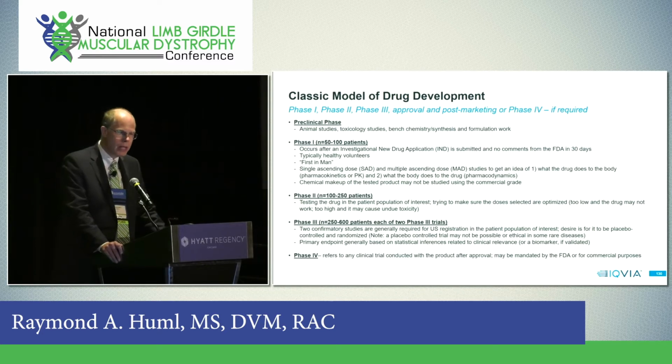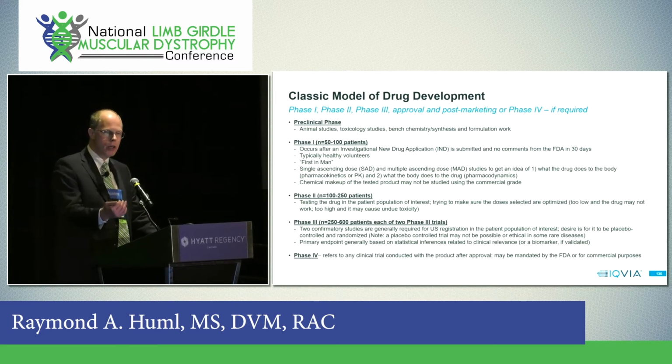And then phase 3 is the confirmatory trial. That's the one where you know you got your dose from phase 2, and now we're going to put it in phase 3, which is going to be the confirmatory study to get it approved. Typically 2 confirmatory studies are generally required in the US for registration. And the desire generally is to be placebo-controlled. There are some issues we're going to talk about, because certainly patients with rare diseases like limb-girdle are going to be less likely to want to go into a placebo-controlled trial than if they could get the product.